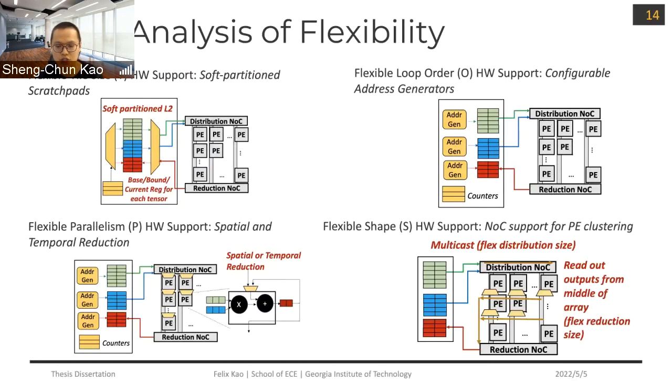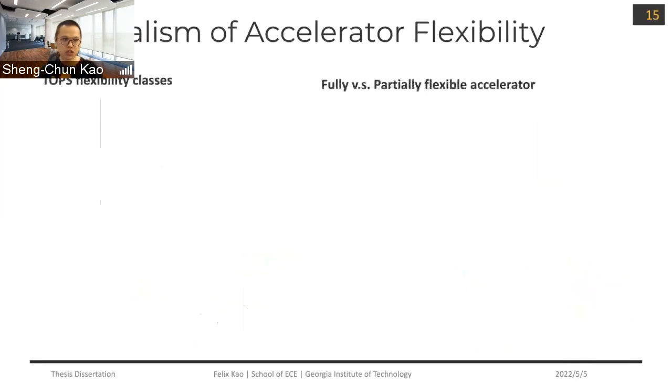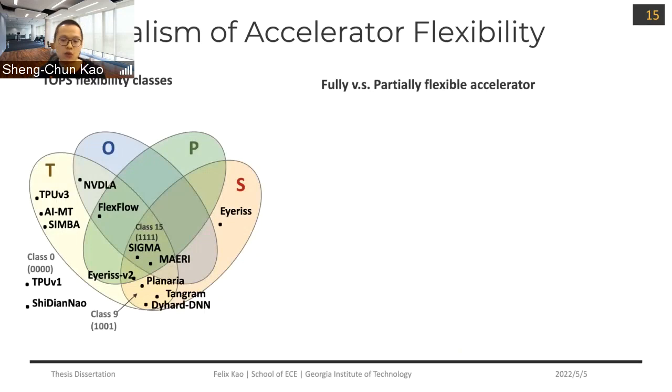So in this talk, we discuss two aspects. First, which axis is more critical to support than the others? And second, along each axis, do we fully support them or just partially support them to save some area and power cost? As we discussed, there are TOPS mapping axes, and by enabling or not enabling each of them, we can form 16 different classes of accelerators. For example, class 000 means that we have no flexibility, and class 111 means that all the TOPS flexibility axes are supported. Different accelerators are picked to support different combinations of the mapping axes because they have different budgets and also target different workloads.